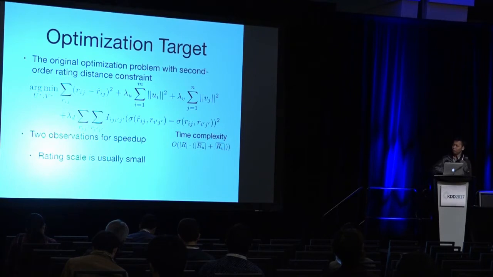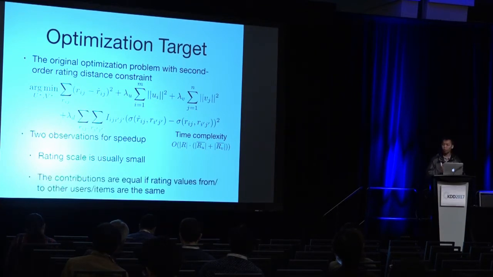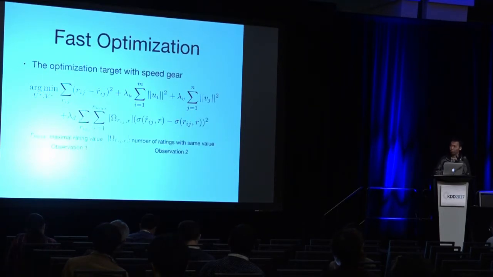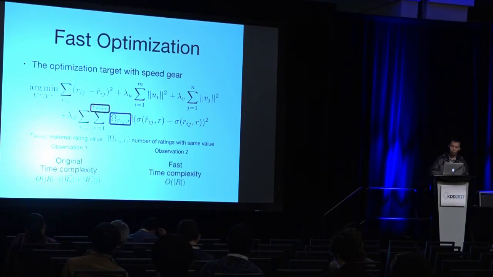Here are the two observations. First is that the rating scale is usually very small in recommender systems, for example, 1 to 5 stars. And the second is that the contributions are equal if the rating values from the other users or to the other items are the same. So we actually make use of these two observations. I'm not going to explain the details, but actually we can reduce the time complexity from quadratic to linear.